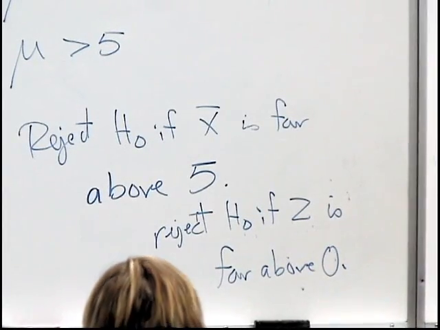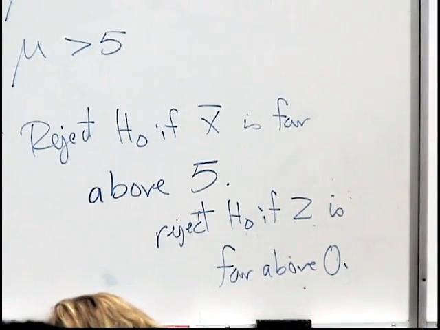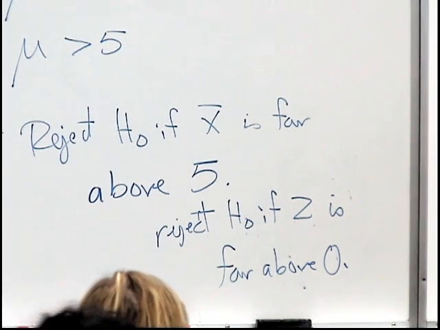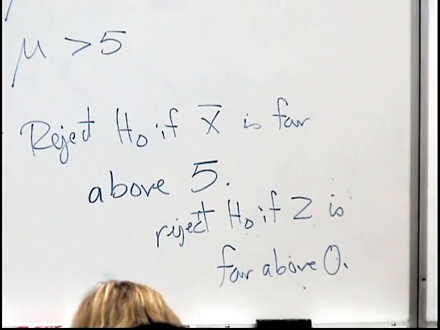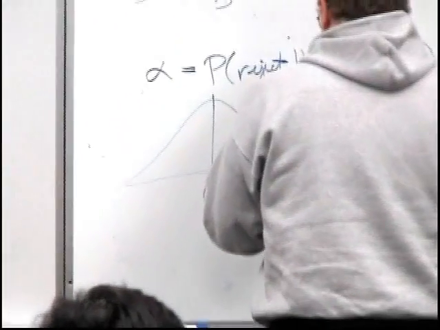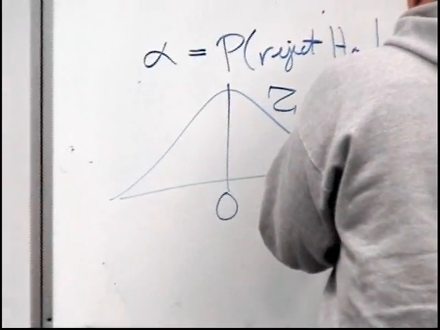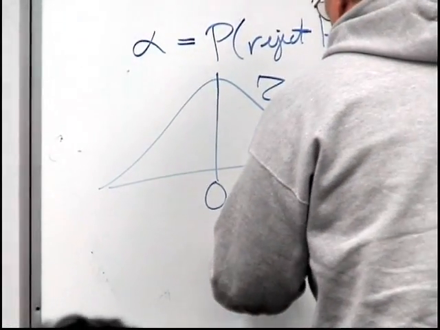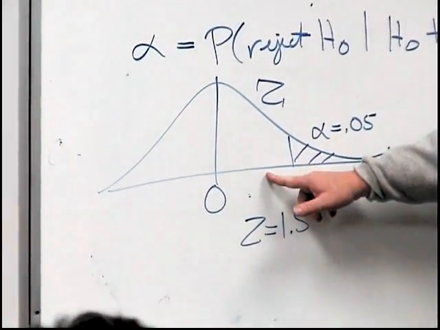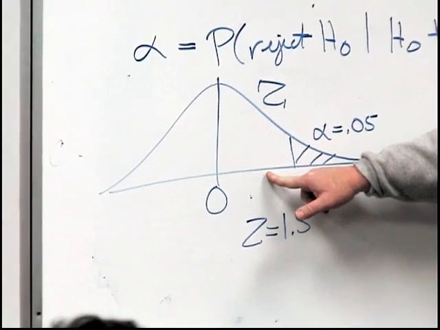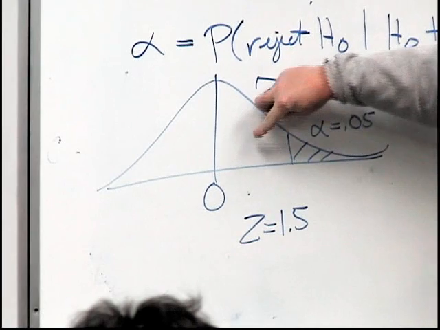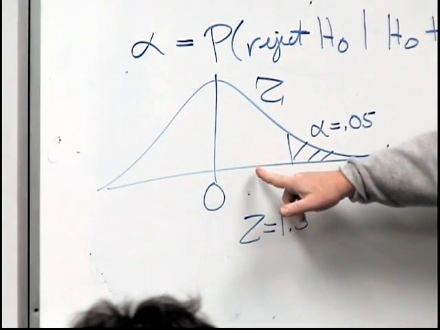Our decision rule that we were going to reject h naught if x bar was far above 5 has become the new rule, which is reject h naught if z is far above 0. If we basically draw the same picture, but draw it in terms of z, what we're saying is we should reject h naught if the z we got, if 1.5 is actually in here, then what should we do?